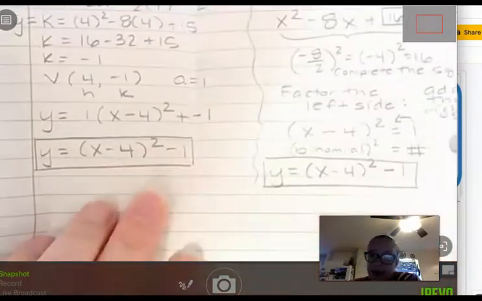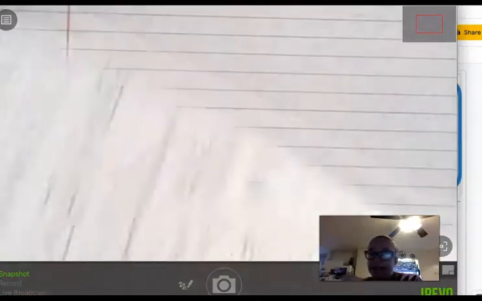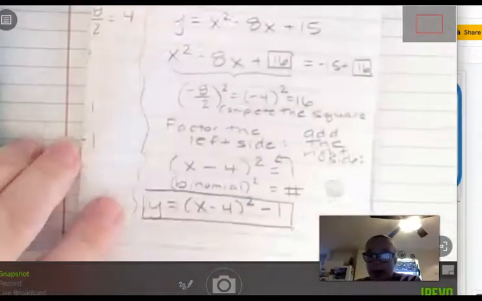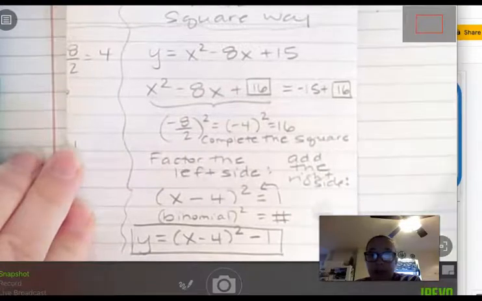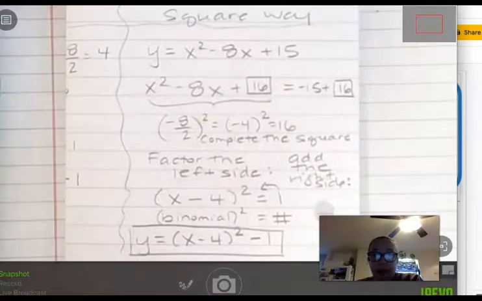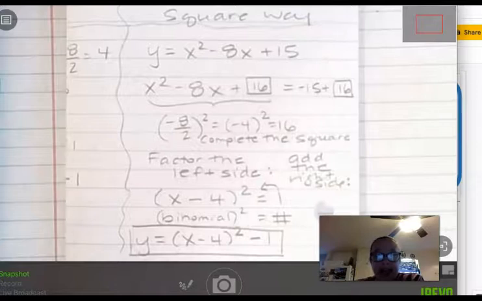You're going to find that you're going to have a preference. And again, it does not matter which way you prefer. It doesn't matter. But you need to be aware and know how to do both ways. Pause me and get this written down.